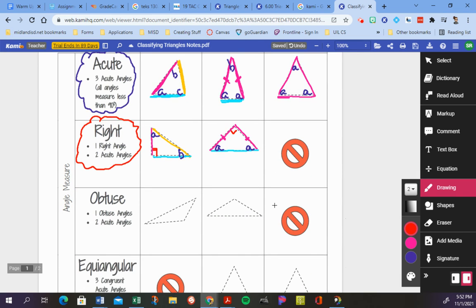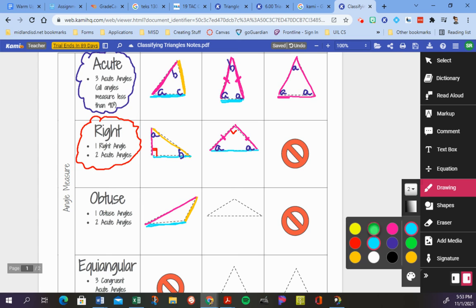Then we have obtuse triangles. Obtuse triangles we're doing in green. First, we're going to mark our sides first. We have one side. This is scalene, so one side is one color. One side is another color. And then the third side is yet one other color. I can't draw on the line too easy with my pen. All right. So now I have my three sides.